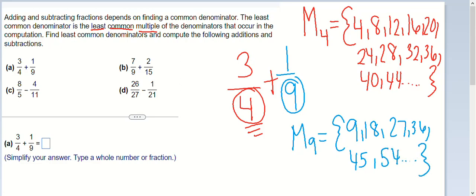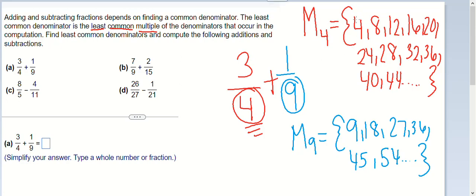And so the next step is, okay, I look at both of these lists and I see which numbers, which multiples both of these lists have in common. So what multiples of 4 and 9 are the same, okay? Which multiples do 4 and 9 share? So I'm just going to go back to my black.